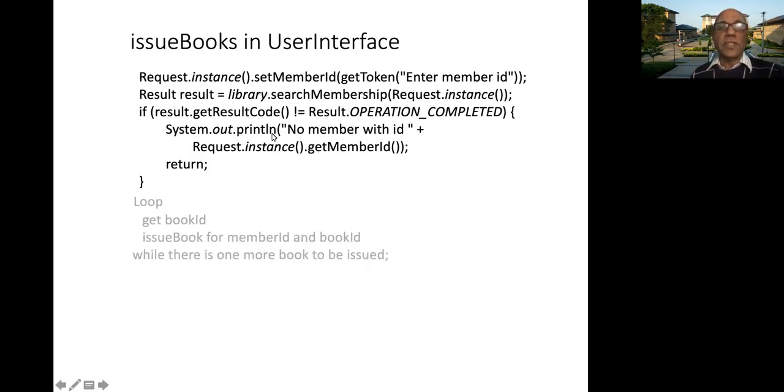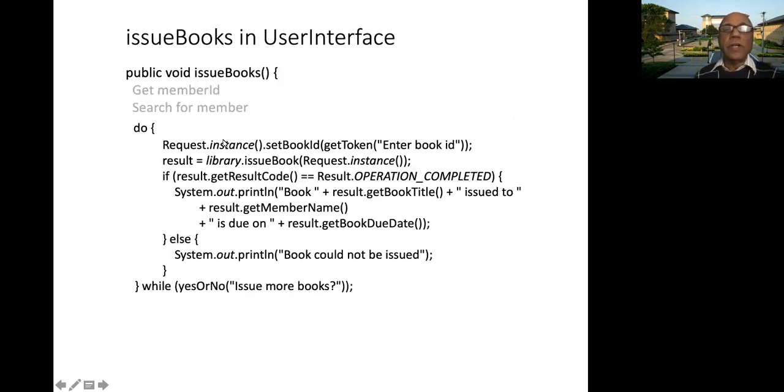So here is the code for getting the member ID and calling the search membership method, etc. And the remaining code is in a loop, while yes or no, I keep looping. Try to get the book issued, and if it is successful, print out the due date, etc. Okay.